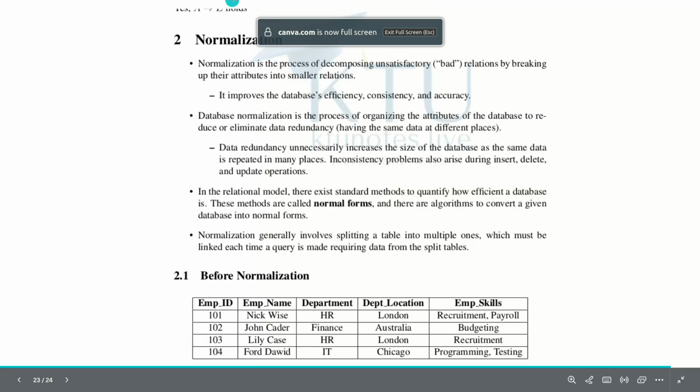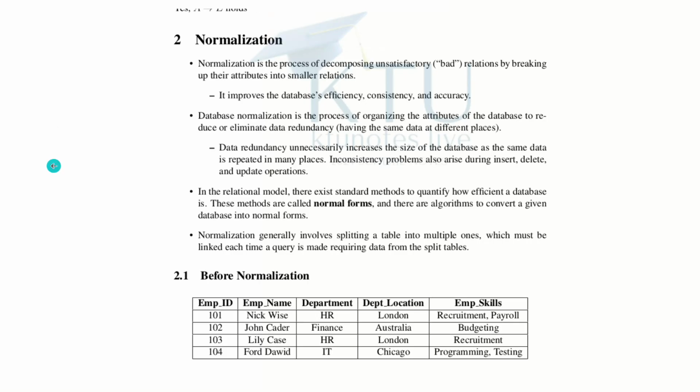So now we will be starting normalization. Normalization means we have a very large data, let us say, and we will decompose it into smaller ones. Such a thing is known as normalization. And why do we need normalization?